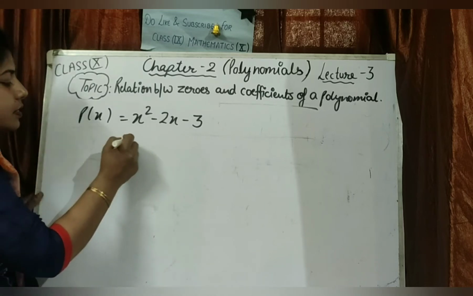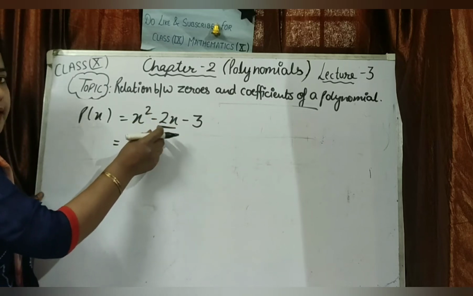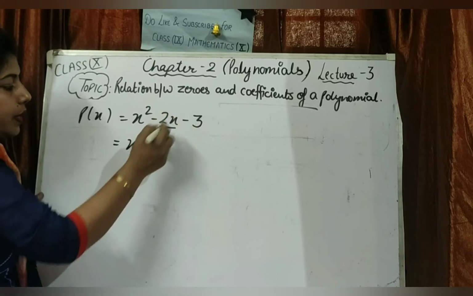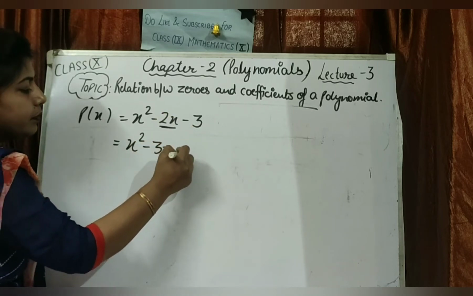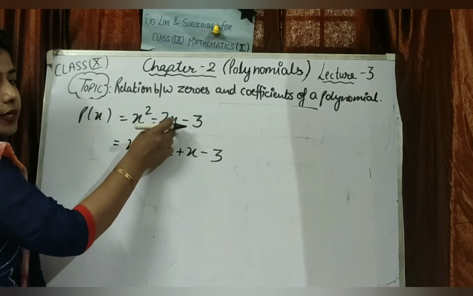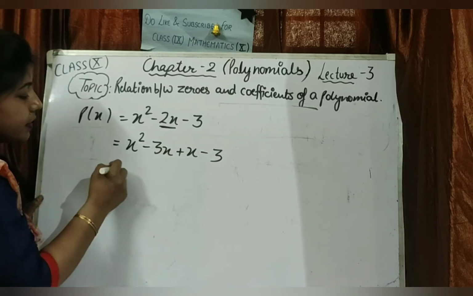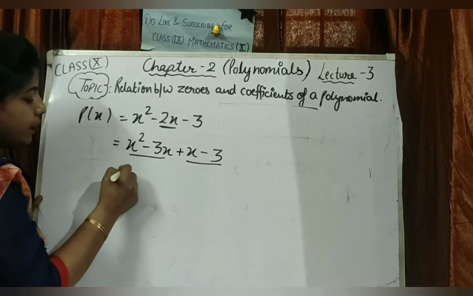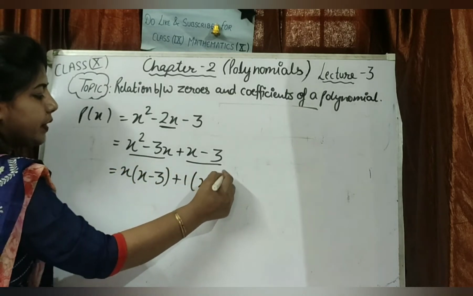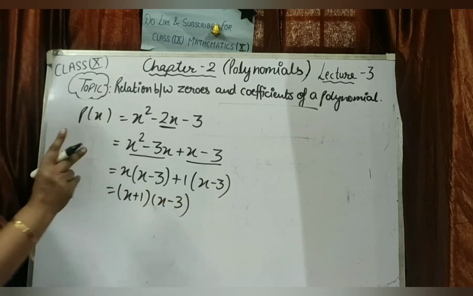So let us start. x square, I need to split this middle term so that the sum I will get is minus 2, but the product I will get is minus 3x square. So let us split this term. Now you can observe plus 1 minus 3, that is minus 2x, and when we find the product I will get minus 3x square. Right? Now take the common from the first two and last two terms. Here x is common, x minus 3. 1 is common, x minus 3. So it means x plus 1 and x minus 3 are the two factors.